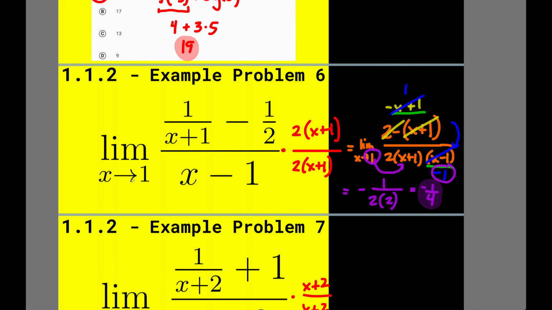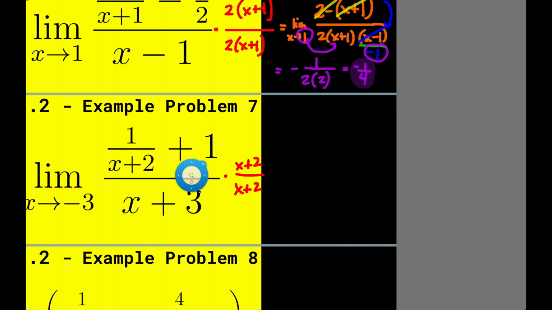Same with this problem that I just did over here. If you do direct substitution on that, you end up with 0 over 0. So that's how you know that you can solve it with some rationalizing or some factoring technique. But anyway, this one would also get you a 0 over 0. And we're going to multiply both sides by that x plus 2.